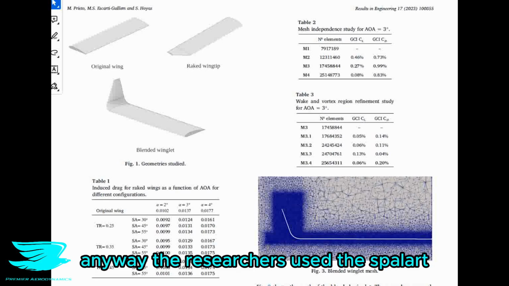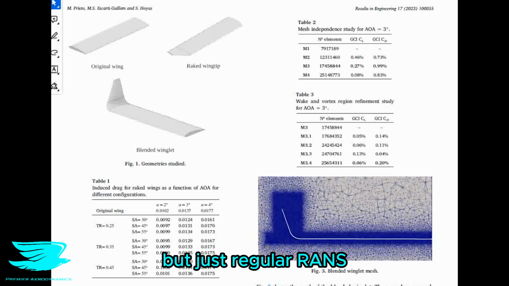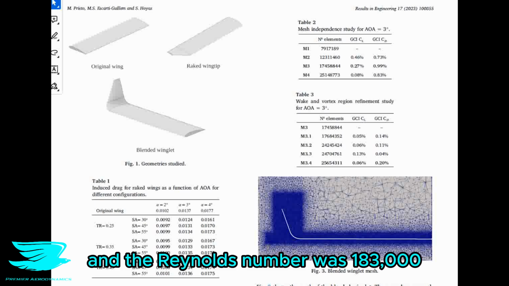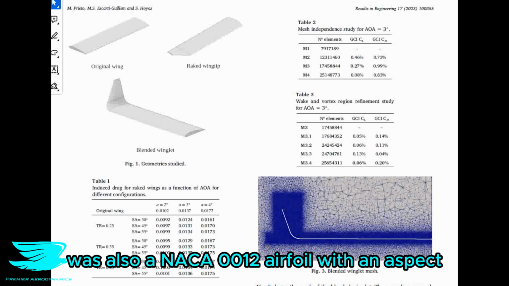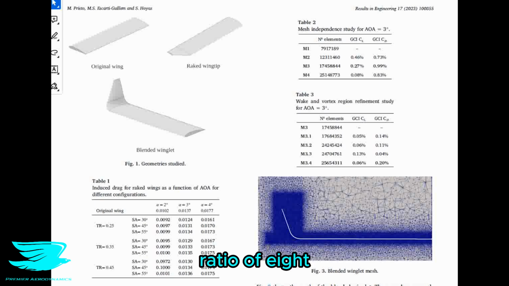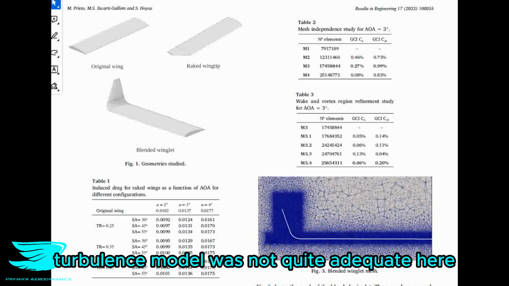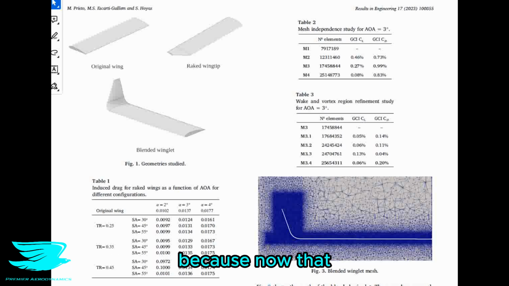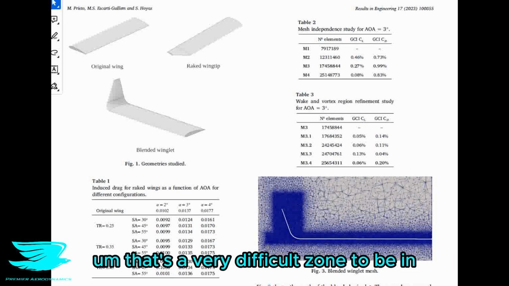Anyway, the researchers used the Spalart-Allmaras turbulence model in RANS, not URANS, but just regular RANS. And the Reynolds number was 183,000. So the wing was also a NACA 0012 airfoil with an aspect ratio of 8. Now with all that information, I think that the Spalart-Allmaras turbulence model was not quite adequate here because we are in that zone of transitioning to turbulence, that is a very difficult zone to be in.